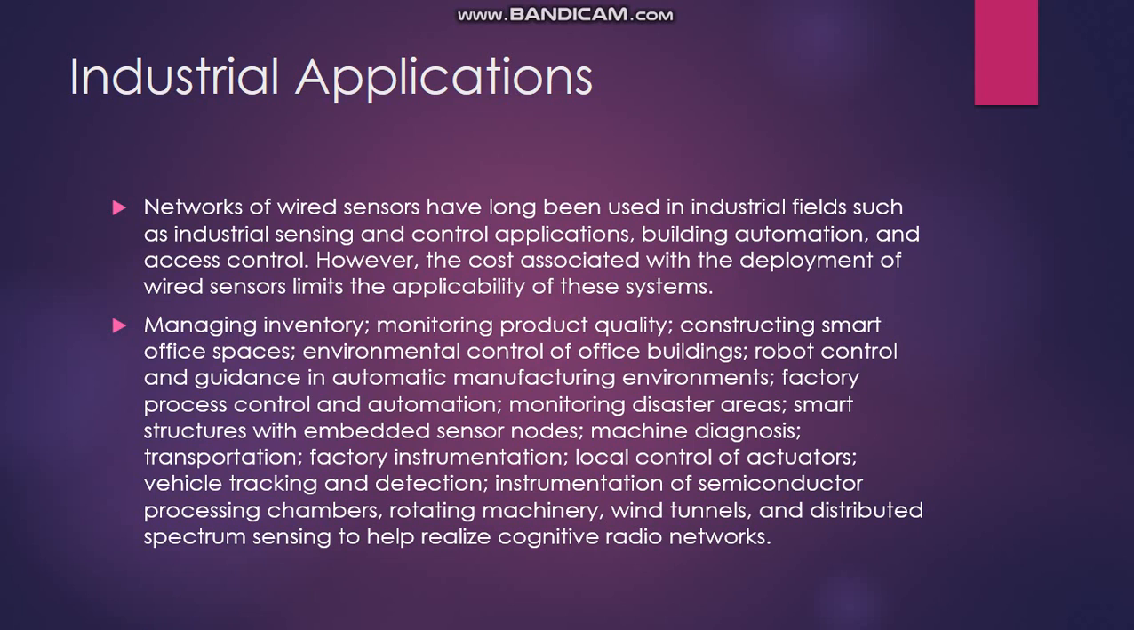Managing inventory, monitoring product quality, constructing smart office space, environmental control of office buildings, robot control and guidance in automatic manufacturing environments, factory process control and automation, monitoring disaster areas, smart structures with embedded sensor nodes, machine diagnosis, transportation, factory instrumentation, local control of actuators, vehicle tracking and detection, instrumentation of semiconductors, processing chambers, rotating machinery, wind tunnels, and distributed spectrum sensing to help realize cognitive radio networks.